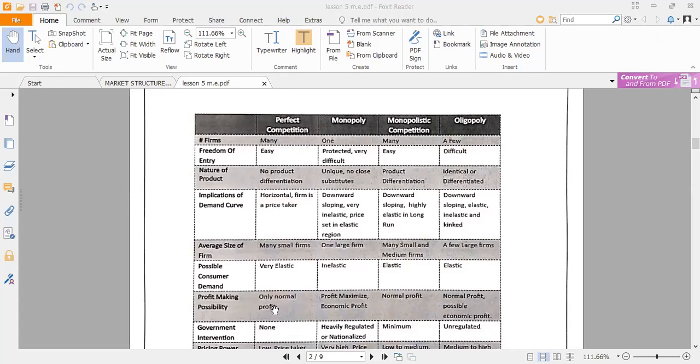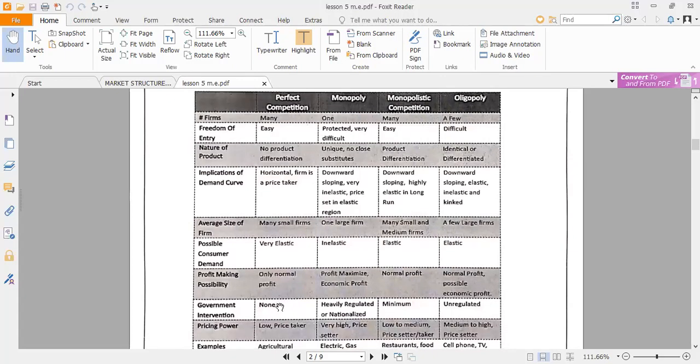Then there is little or no government intervention in the perfectly competitive market. The invisible hand of demand and supply will predetermine what?